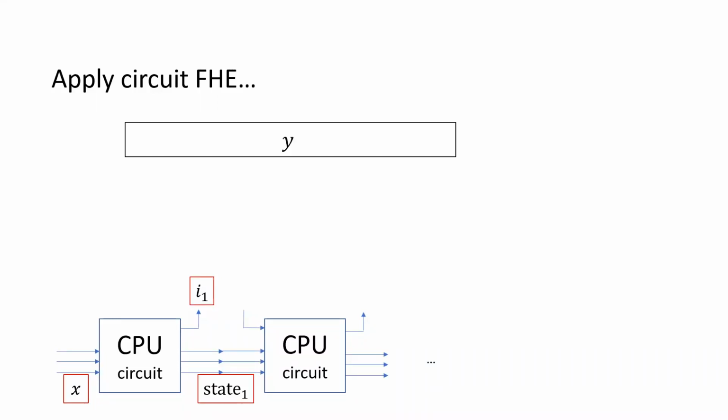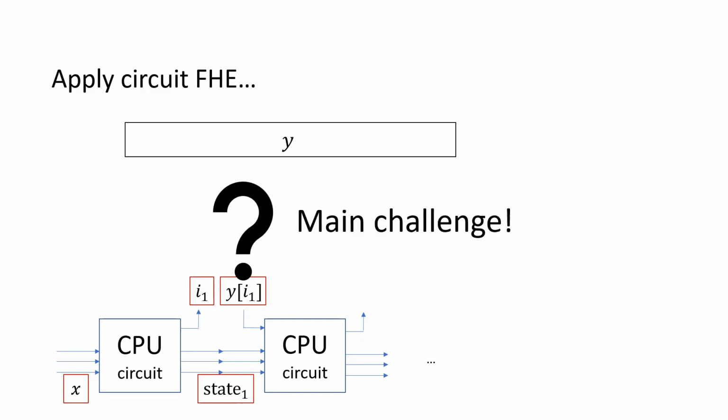And to continue with my next CPU step, we really want to get the data entry encrypted as an FHE ciphertext indexed by the location. But here, this is the main challenge of RAM FHE, because naively, I could get this ciphertext by instantiating a large circuit and reading all the input Y and using FHE to get this, but that's too slow.